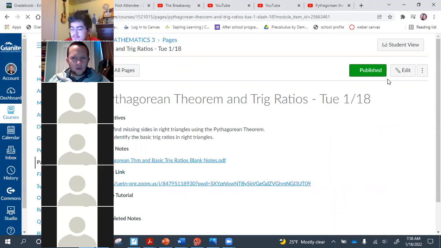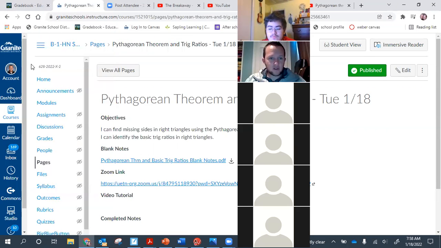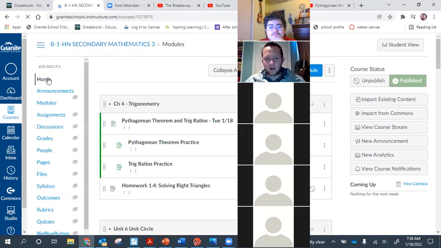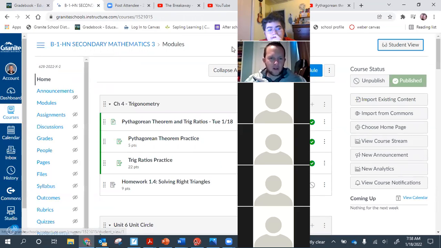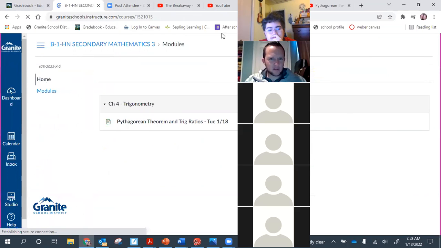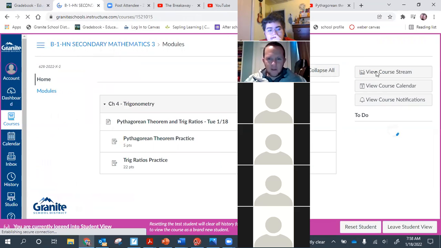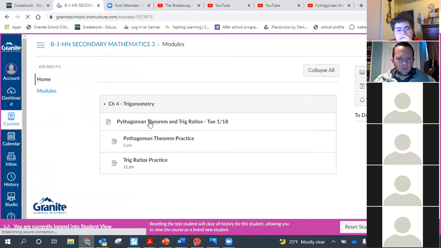So when you go onto Canvas, make sure you go into the new semester. So it'll be for the spring semester for our class. And what you're going to see is there's this new module called the Chapter 4 Trigonometry module. Let me show you what it looks like for you guys. There you go. So in this top one, this is going to be today's lesson, but these are going to be the practices you're going to do.